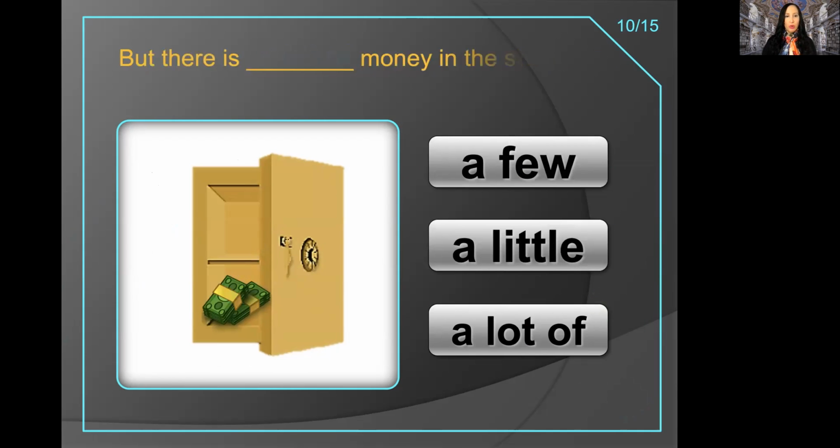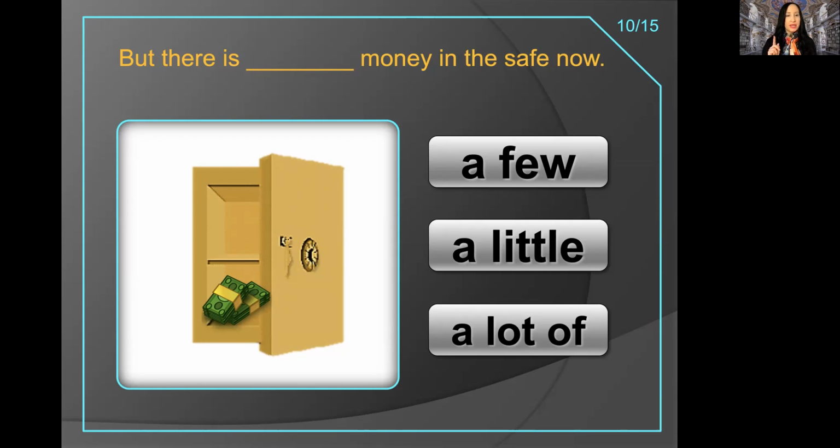Okay, now what happened? The burglar took some money. Uh-oh. But there is blank money in the safe now. But there is a few money in the safe now. But there is a little money in the safe now. But there is a lot of money in the safe now.